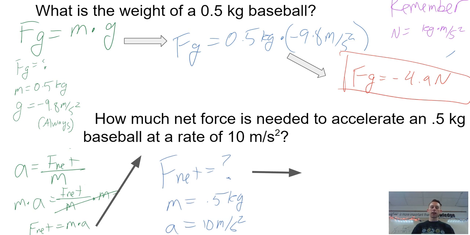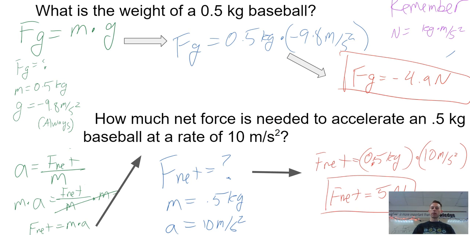Okay? Then we just have to figure out our givens and unknowns. Our given is 0.5 kilograms and 10 meters per second squared. Combine those together, and we get this. 0.5 kilograms times 10 meters per second squared, and we get this answer right here. I wonder if I'm pointing at it. We'll see if I'm pointing at it when this is all done. But our answer is 5 newtons.